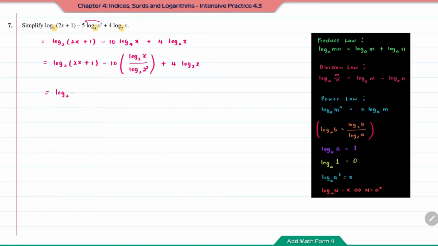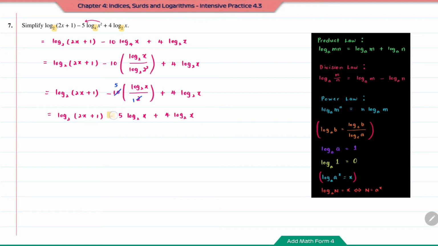So next, this is log base 2 of 2 to the power of 2. According to the law here, this will give you the value of 2. So next, I can simplify the 10 and this number 2. So now I'm going to have log base 2 of (2x plus 1) minus 5 times log base 2 of x plus 4 times log base 2 of x.